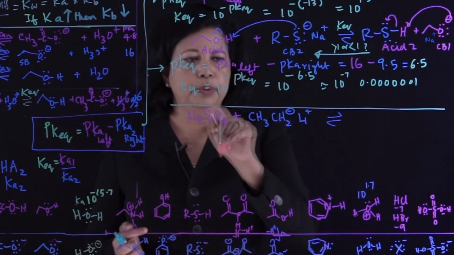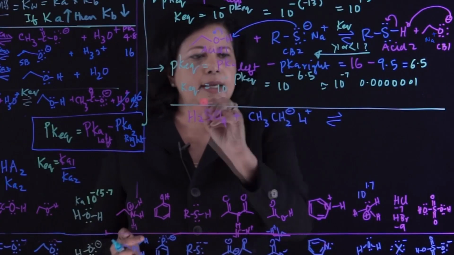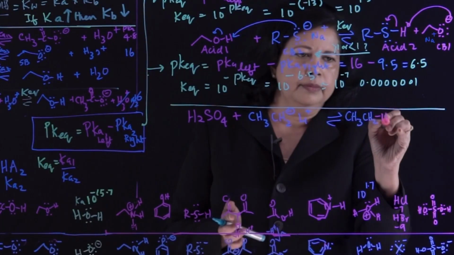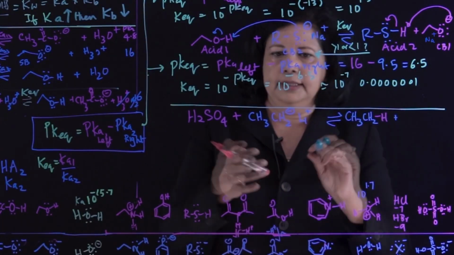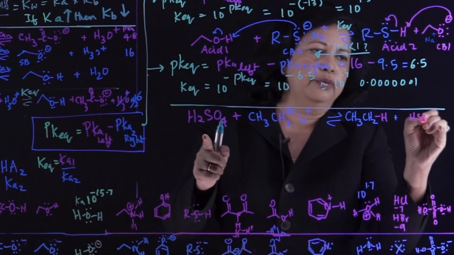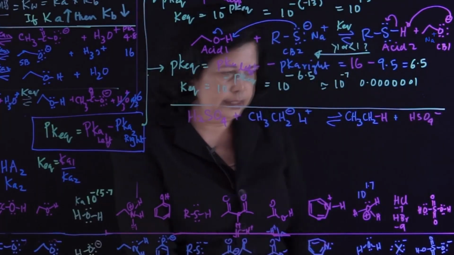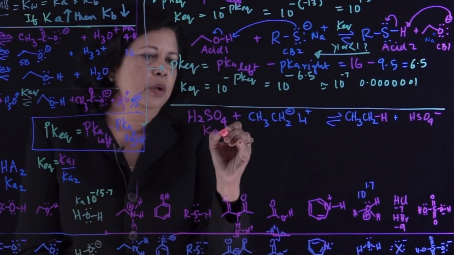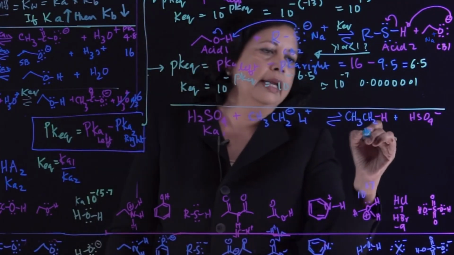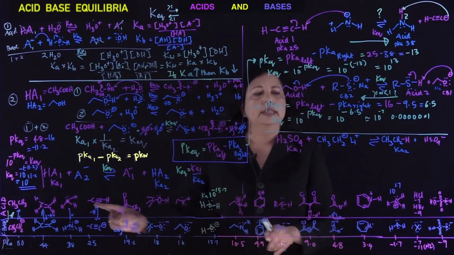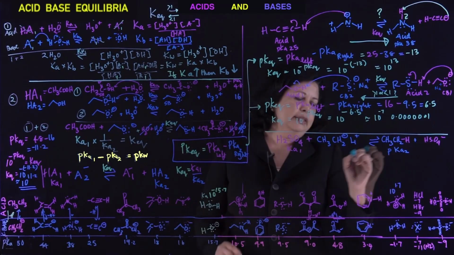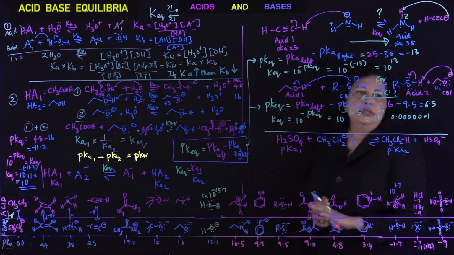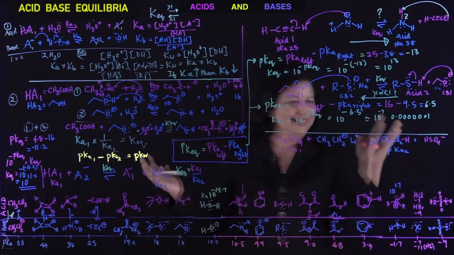So this is going to deprotonate this and give you CH3CH2H plus, and this is going to become HSO4 minus. Just the first ionization here. So let's say this is going to be Ka1. First one has a Ka1, Ka2, and I can find out what these are. We're just dealing with pKa's because that's what the equation is, and we have it right here. So will this reaction go this way or this way? That's what we're trying to find.